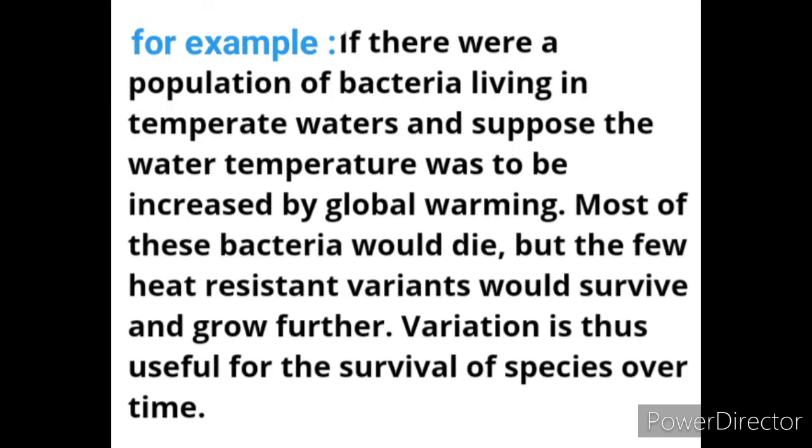For example, if there were a population of bacteria living in temperate waters, that is water with moderate temperatures, and if the water temperature were to increase because of global warming, most of these bacteria would die because they are not able to survive at the higher temperature. But the few variants which can resist heat are able to survive and grow further. So variation is useful for the survival of the species over time.